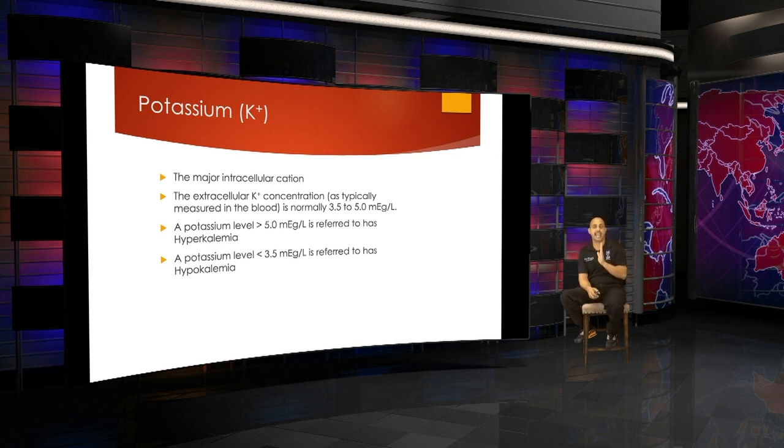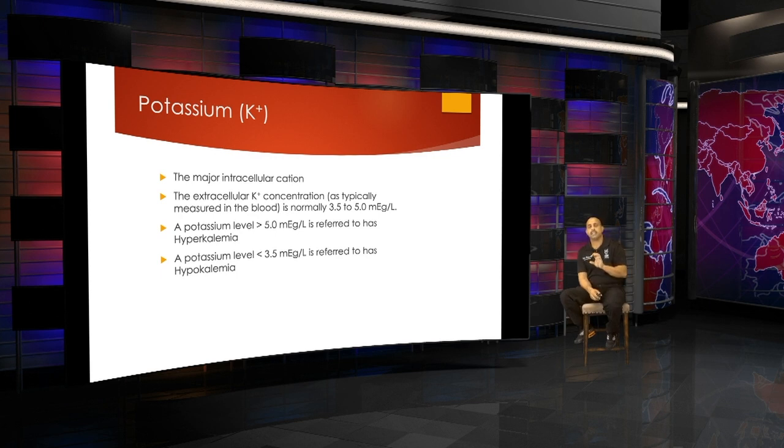Potassium is known as K, K positive, so it's a positive electrolyte. And potassium, as I mentioned, sits in the cell. The K stands for kalemia, all right? So if I'm hypokalemic, that means I have low potassium. If I'm hyperkalemic, I have high potassium. But all in all, the K represents potassium. So we know it's an intracellular ion, as I just mentioned in the mnemonic.